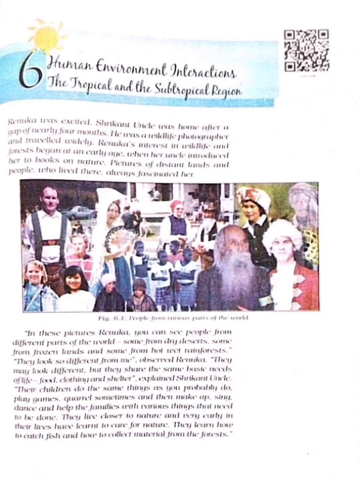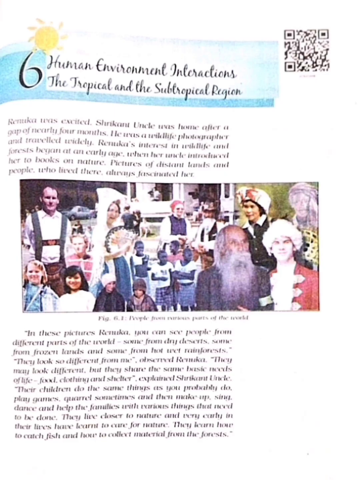This is chapter 6 of the class 7 NCERT geography, titled Our Environment, and the chapter is named Human Environment Interaction and the Tropical and the Subtropical Region. Basically, we do not read line by line, but in this chapter we read about the tropical and the subtropical region. First, we understand what the tropical region and the subtropical region are.